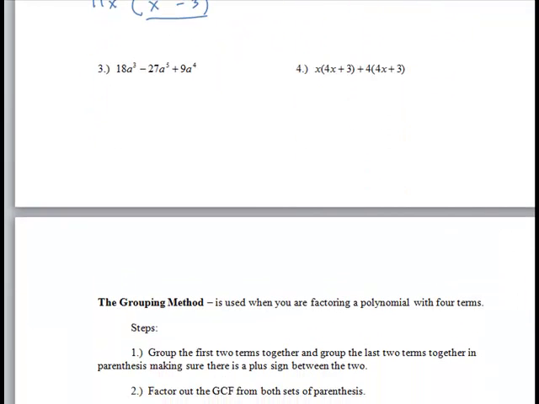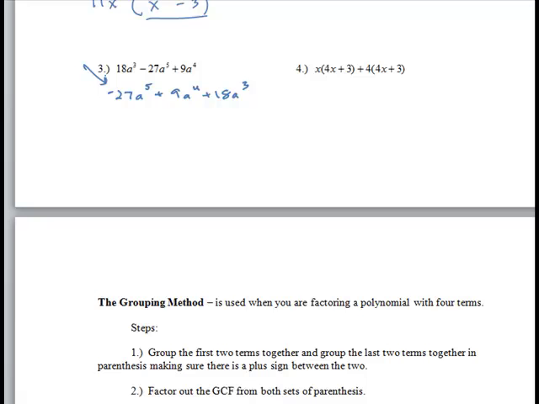Example 3. Once again, three terms, but we notice this is not in standard form, so the first thing we want to do is rewrite it in standard form. Negative 27a to the fifth plus 9a to the fourth plus 18a cubed. So we certainly have some common factors, but by putting it in standard form, what we also notice now is that the leading term is negative. We never want the leading term to be negative in a polynomial, so if we do have a negative leading term, we're going to factor out a negative along with the greatest common factor.